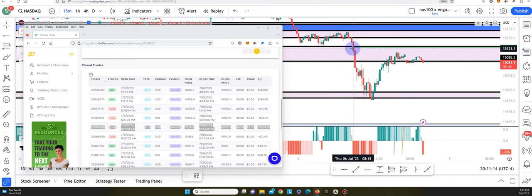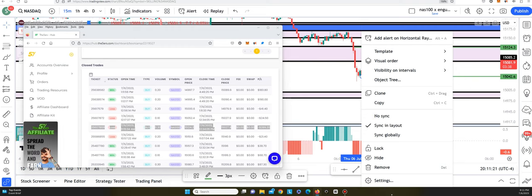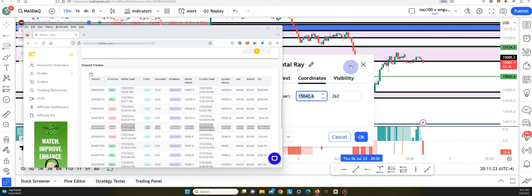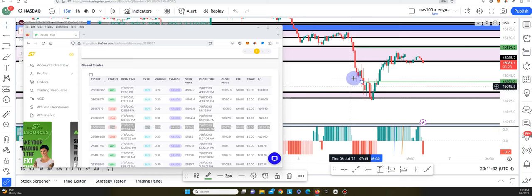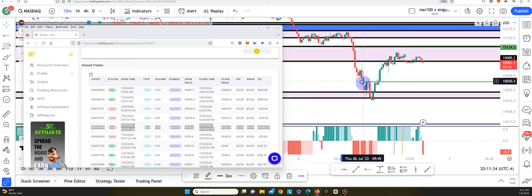This trade, so I entered here at 15124.3, and then I actually manually closed this trade because it was just getting too bad, at 15027.9, and that's where I had my stop loss at. You can see how much of a hit I took here, and this was a 0.3. So this is one of my heavier positions.